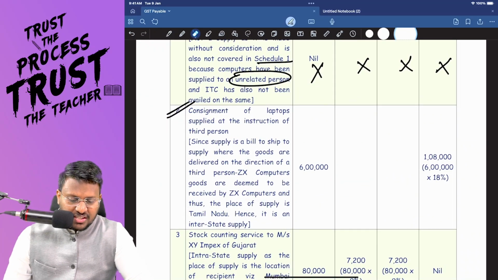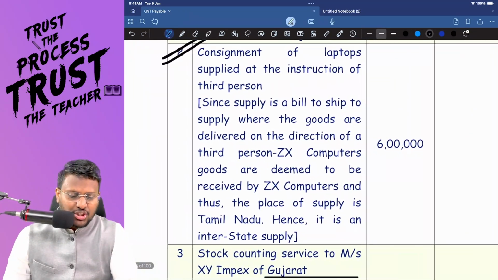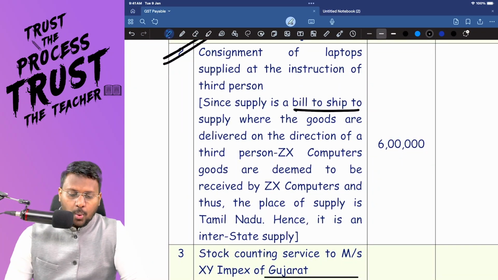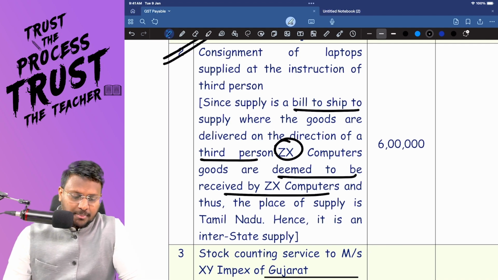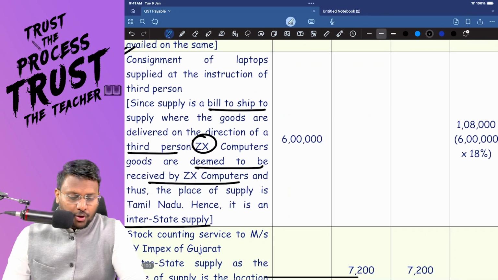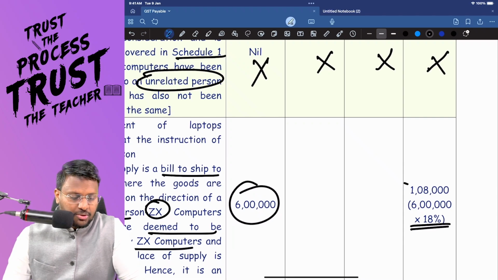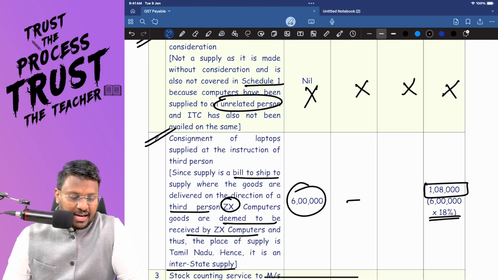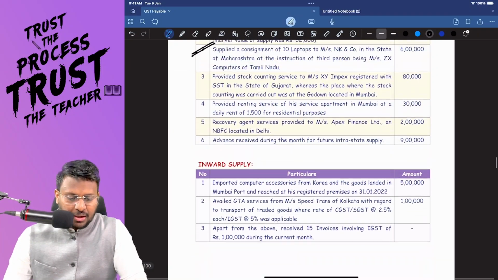Consignment of laptop supplied at the instruction of the third person. Since the supply is a bill to ship supply, where the goods are delivered on the direction of ZX Computers, goods are deemed to be received by ZX Computers, and thus the place of supply is Tamil Nadu, hence it's an inter-state supply. So for this, 6 lakh into 18%, which comes to 1,08,000, is the IGST to be collected, which is the output tax collected. Comfortable, sir?